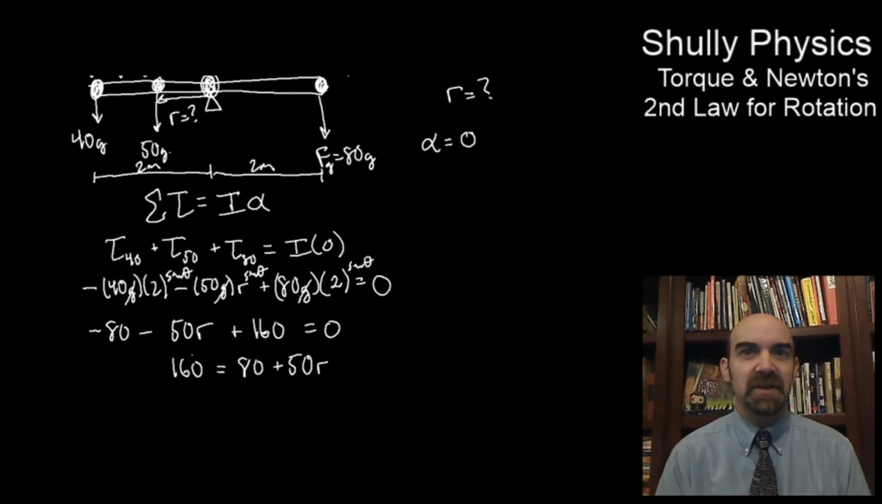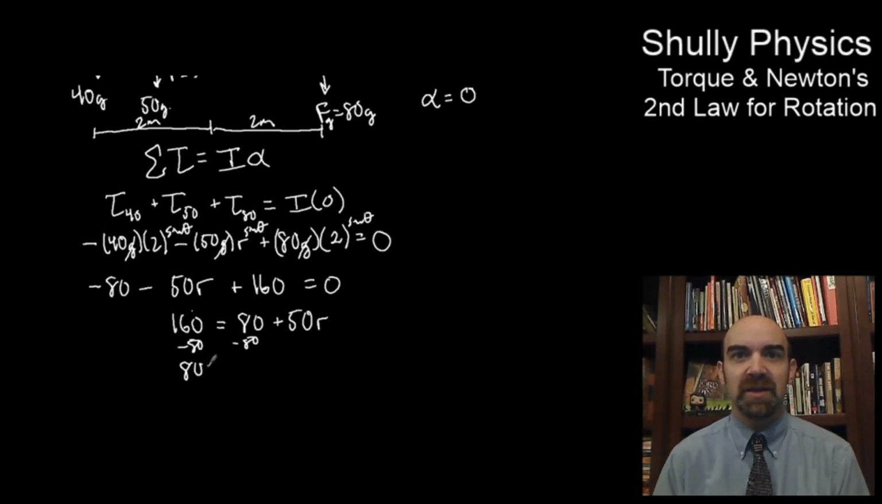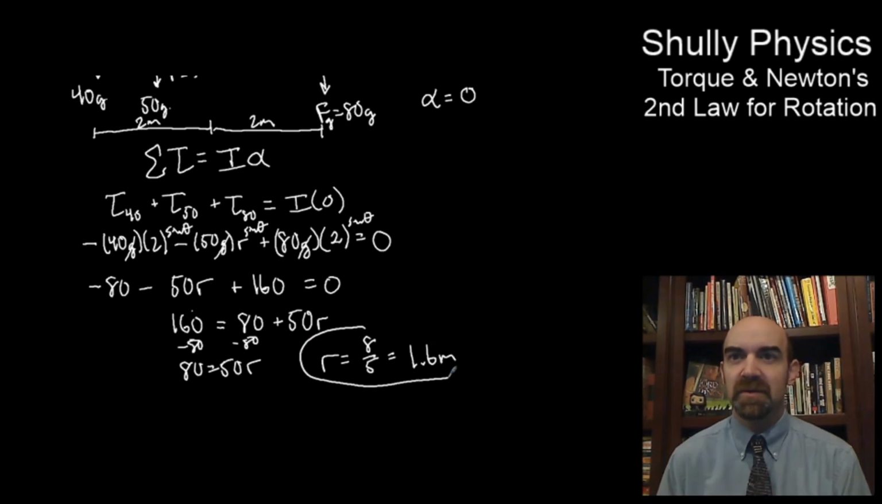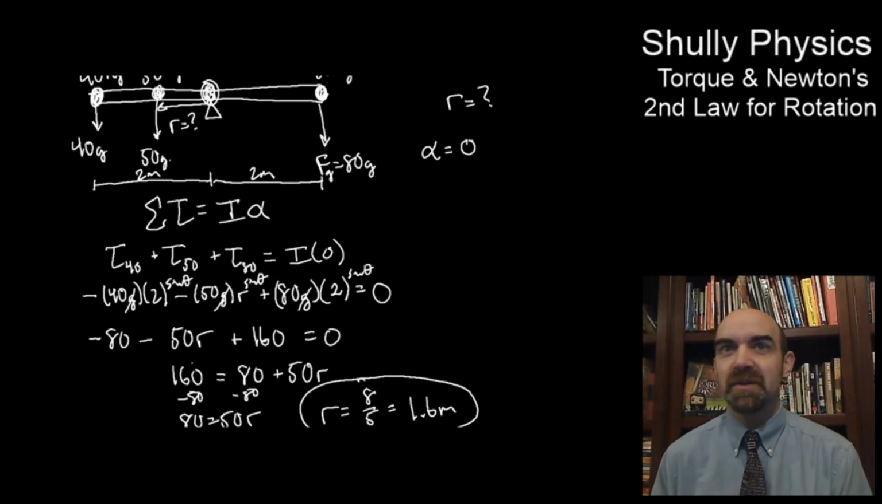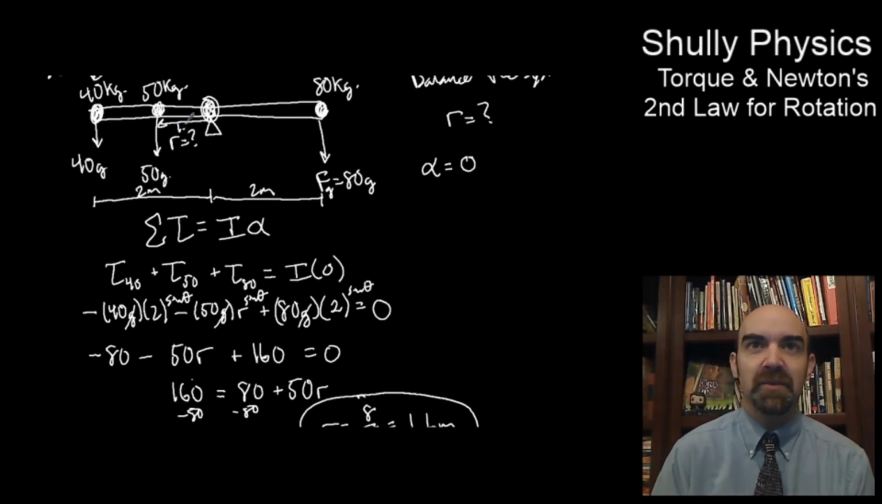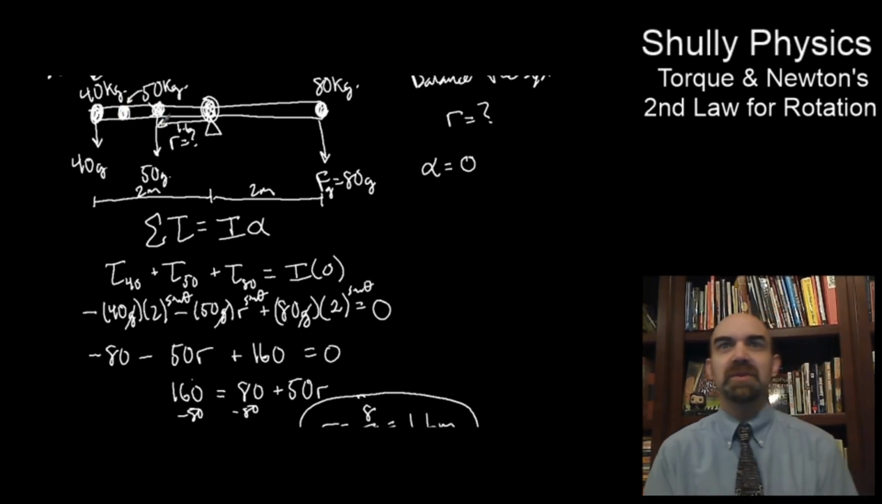All right, so let's solve this out. 160 minus 80, subtract 80 on both sides there. We get 80 equals 50r, or r equals 8/5, which is 1.6 meters. Now we know where to put the person. 16/10 is 1.6 meters, and 1.6 meters would be this distance outward from it. So this 50 kilogram child should be kind of right in there-ish. Okay, that's where we should put the kid.